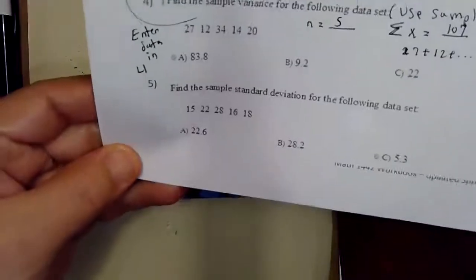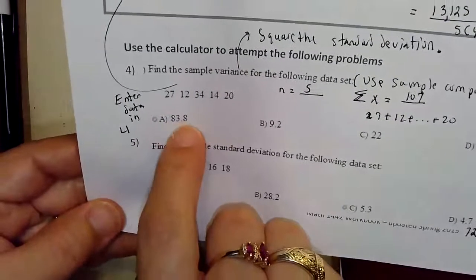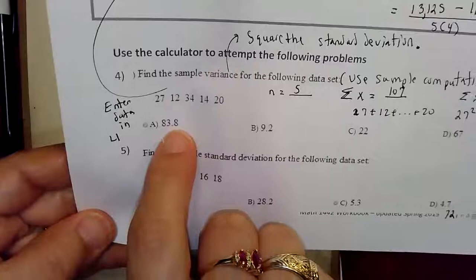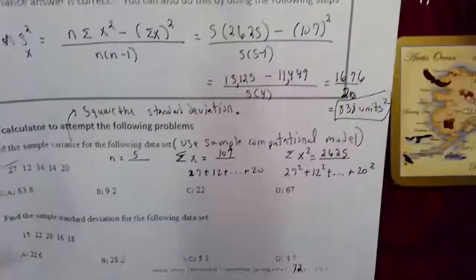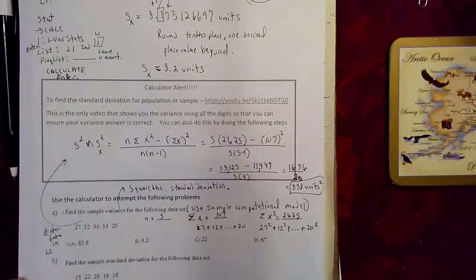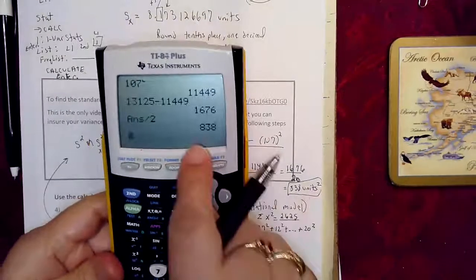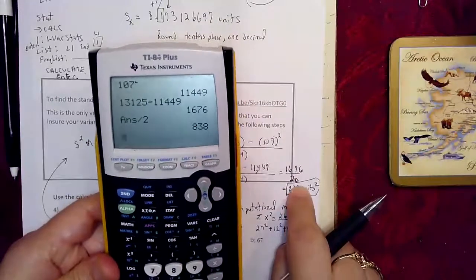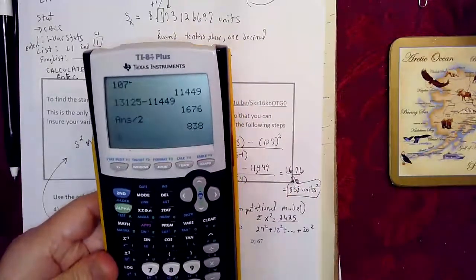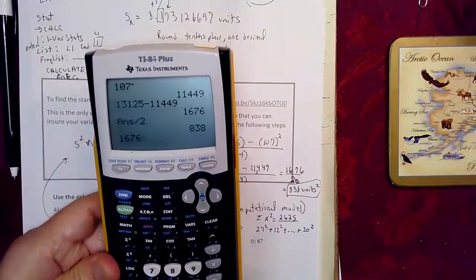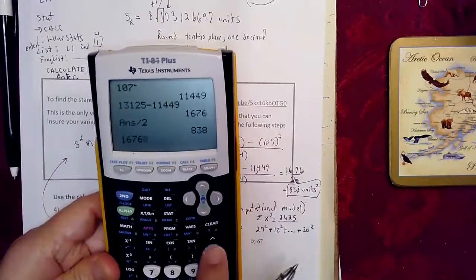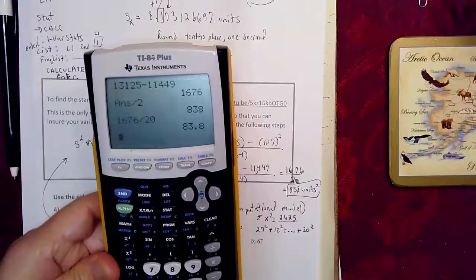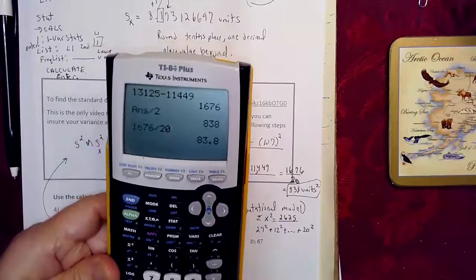Let's see. It looks like it's this one, but it looks like it has a decimal. Isn't it like a decimal there? Let's see. I don't think we had a decimal. Let's see. 5 minus 1 is 4. It's 20. Oh, okay. I divided by 2. I was supposed to divide by 20. Sorry. So 1,676 divided by 20, not by 2. Okay, now that matches. To be careful.